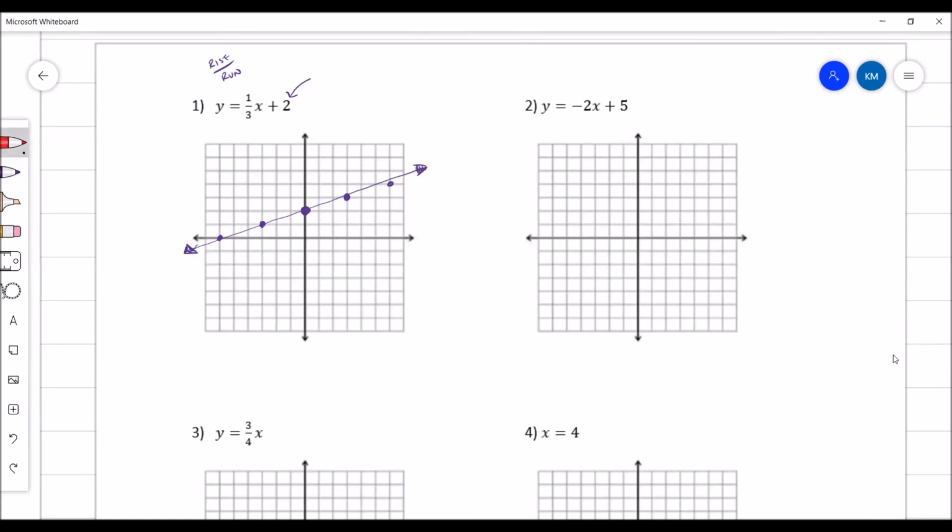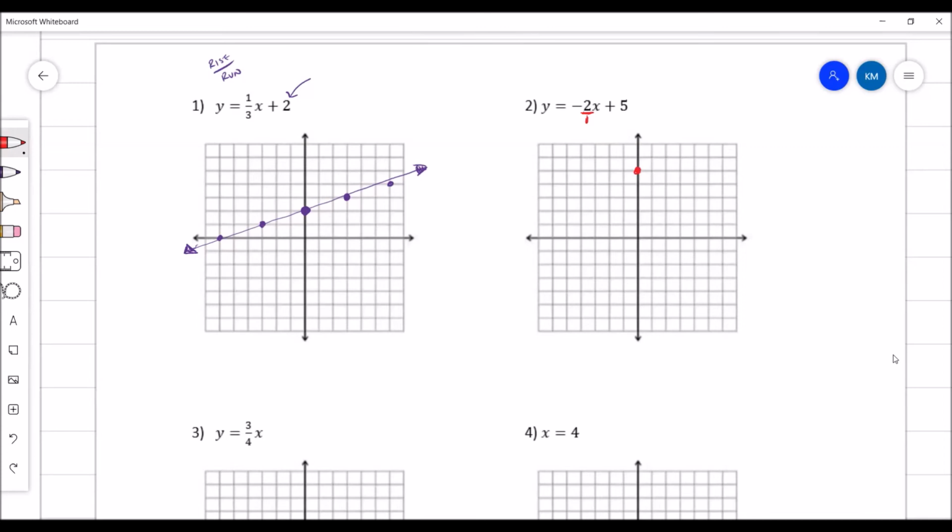Our second line is also in slope-intercept form. Notice here that our slope is not a fraction right now. I always help myself out and make sure I put whole numbers over 1, so I don't just keep going down 2. I go down 2 over 1. So I start with my y-intercept, which is positive 5: 1, 2, 3, 4, 5.